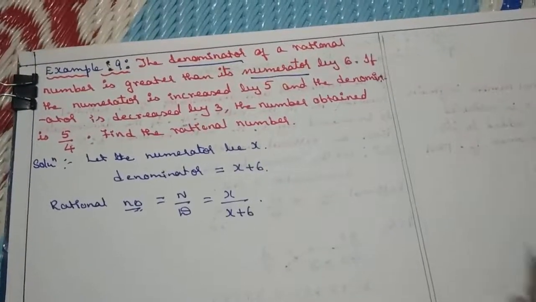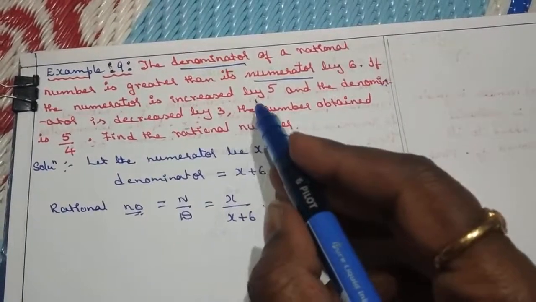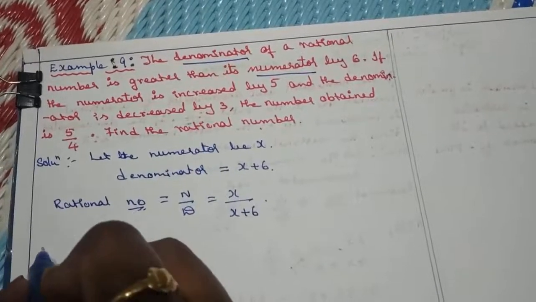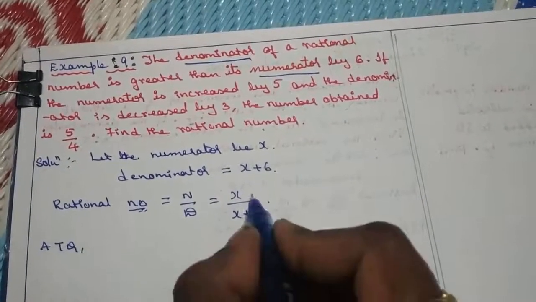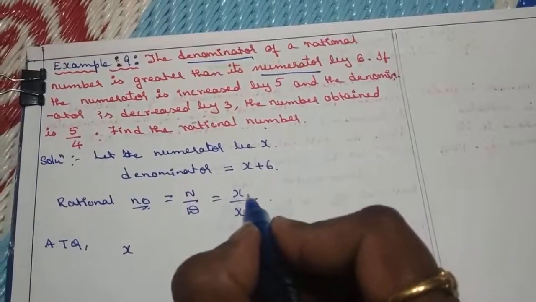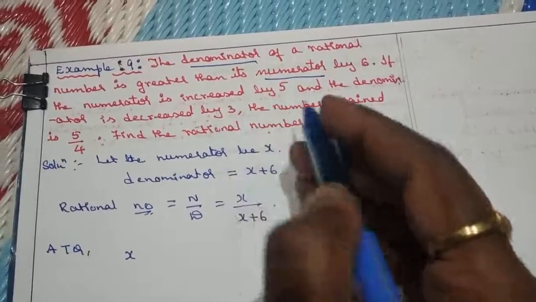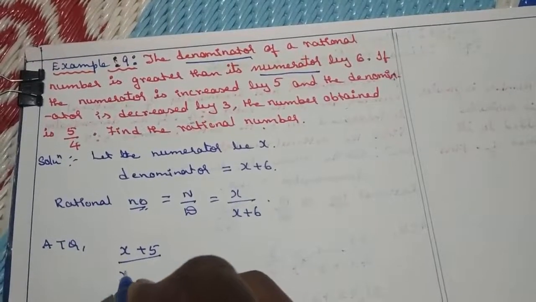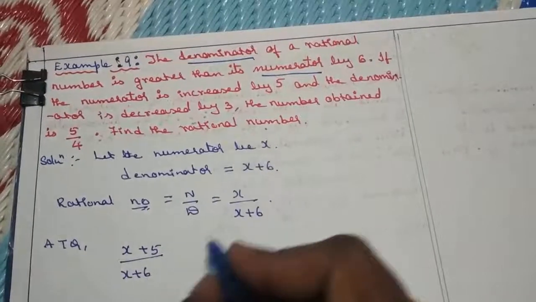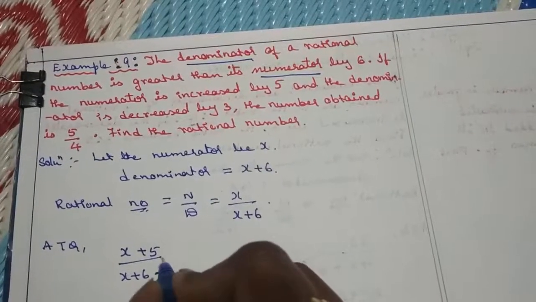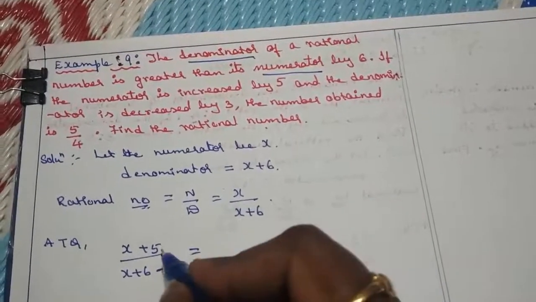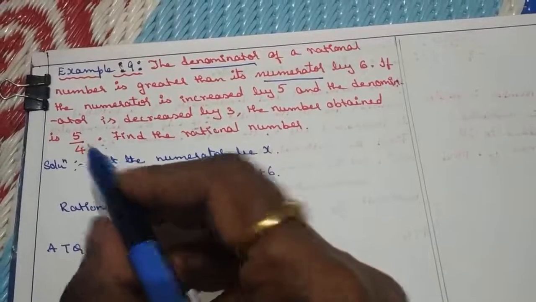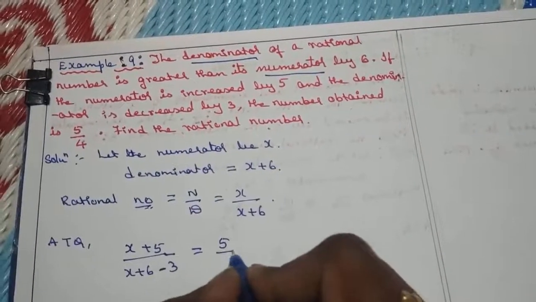But the condition is given here. If the numerator is increased by 5 and the denominator is decreased by 3. So according to the question, before we had x as the numerator, but here it is increased by 5, so x plus 5. And the denominator x plus 6 is decreased by 3, so decreasing is nothing but negative, minus 3, equal to, when we increase and decrease the respective numerator and denominator, the rational number becomes 5 by 4.